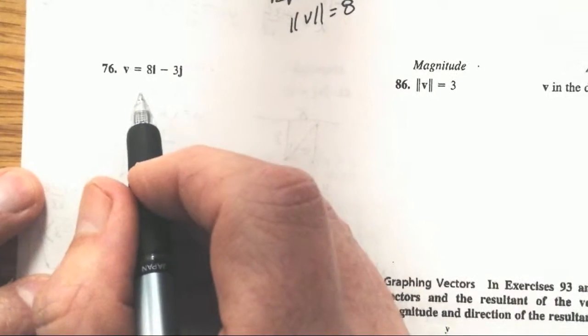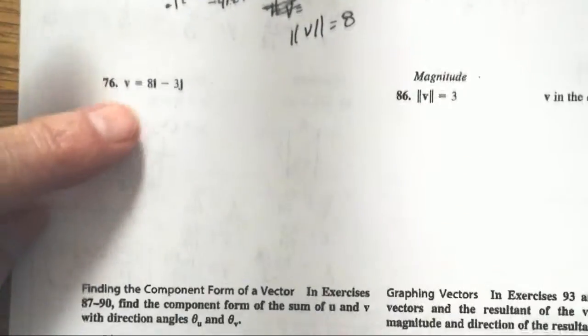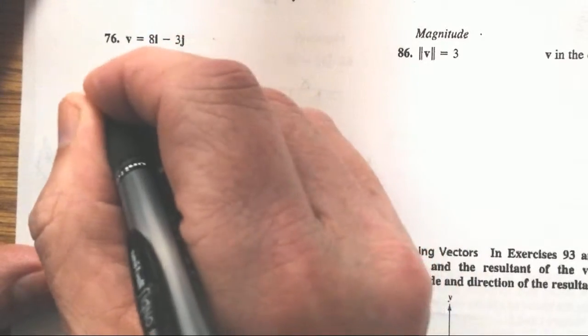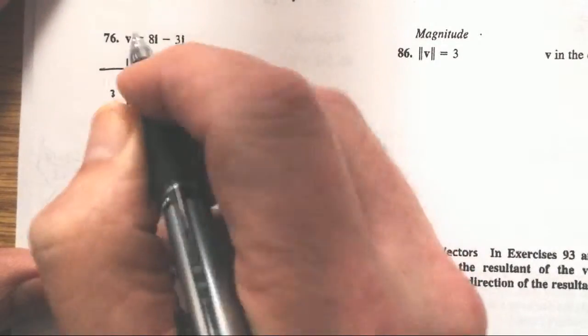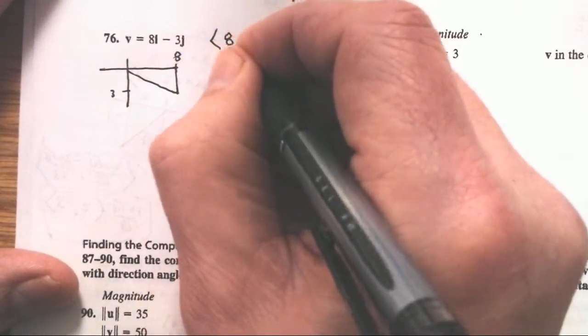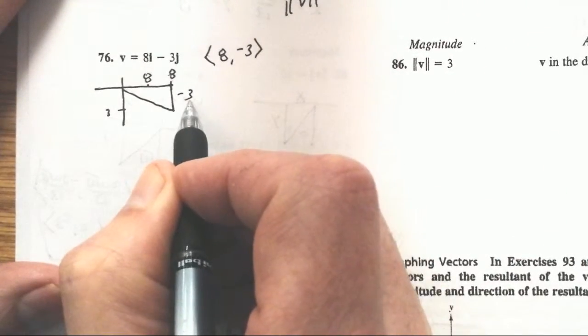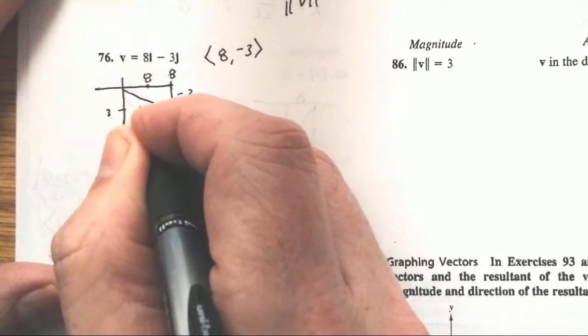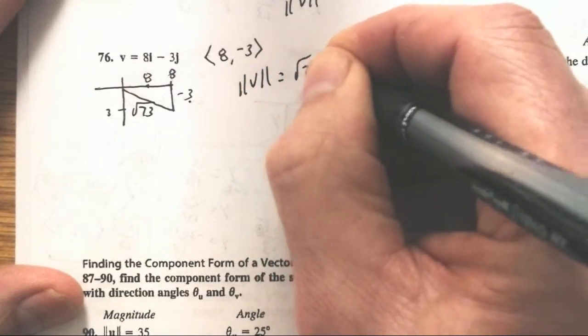Number 76. Same problem, but now maybe a little friendlier since we're used to numbers here, but we learned some stuff about this one. Let's go ahead and draw it. Right 8, down 3, gives me, this is in form 8, -3. We're supposed to find the magnitude and the direction angle. Well, the magnitude, 64 and 9, 73. So our magnitude of V is square root of 73.